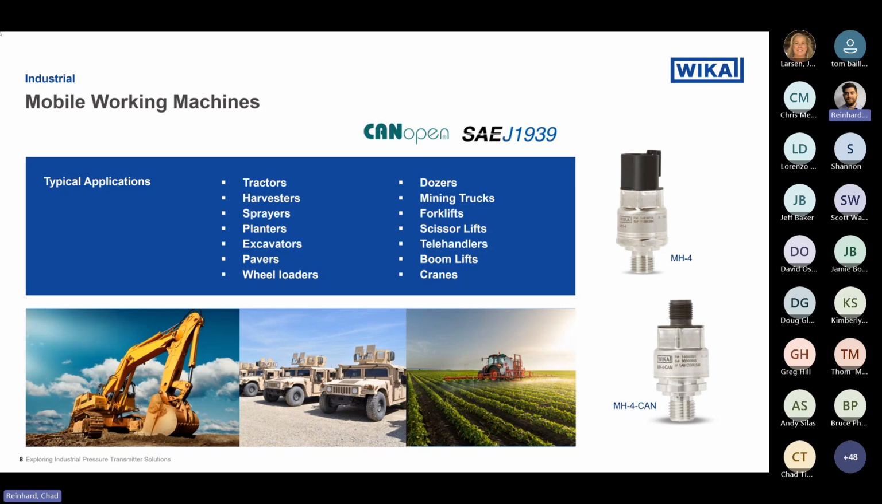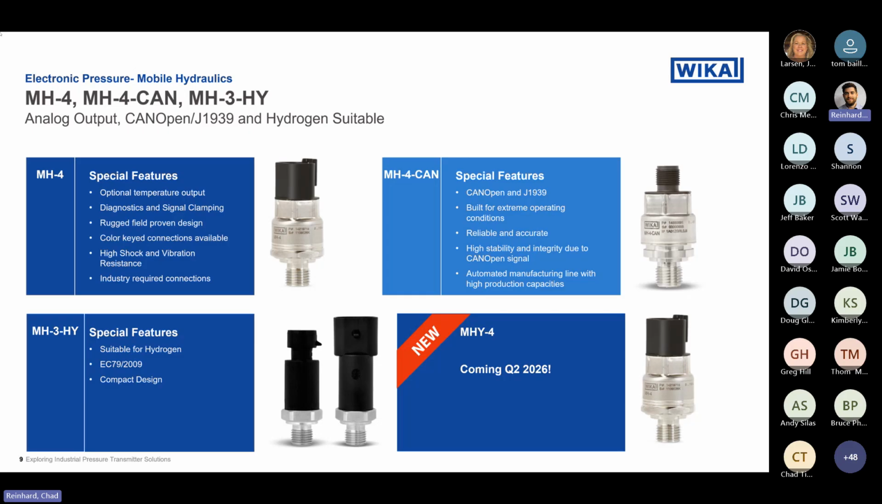But the MH4, MH4 CAN, this is the complete portfolio for what I would call our traditional mobile working machines sensors. What makes the MH4 cool is it's a pressure sensor, but you also have the option to add temperature output. We're constantly in these sensors reading off the backside of the diaphragm for temperature compensation, so we simply added an output for it. So it's a one sensor solution to get two measurements. Pretty neat feature that not a whole lot of people know about.